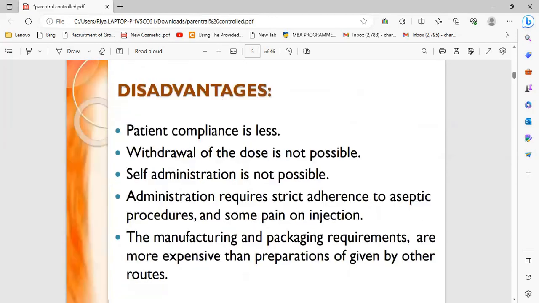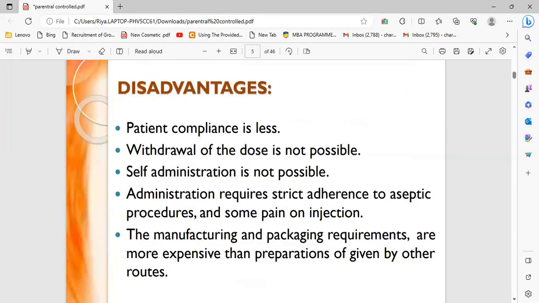Next, the disadvantages of parenteral drug delivery systems. Usually we use these by piercing the skin or piercing the tissue. So it is difficult for patients, and that limits patient compliance, as most patients don't accept this kind of parenteral drug delivery system. Patient complaints are one of the main problems in the case of parenteral drug delivery systems.